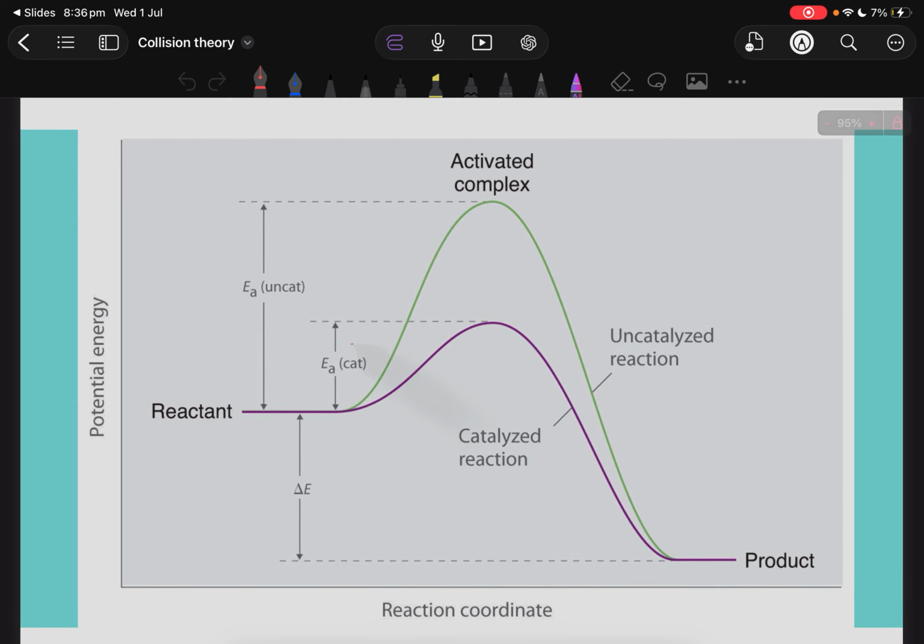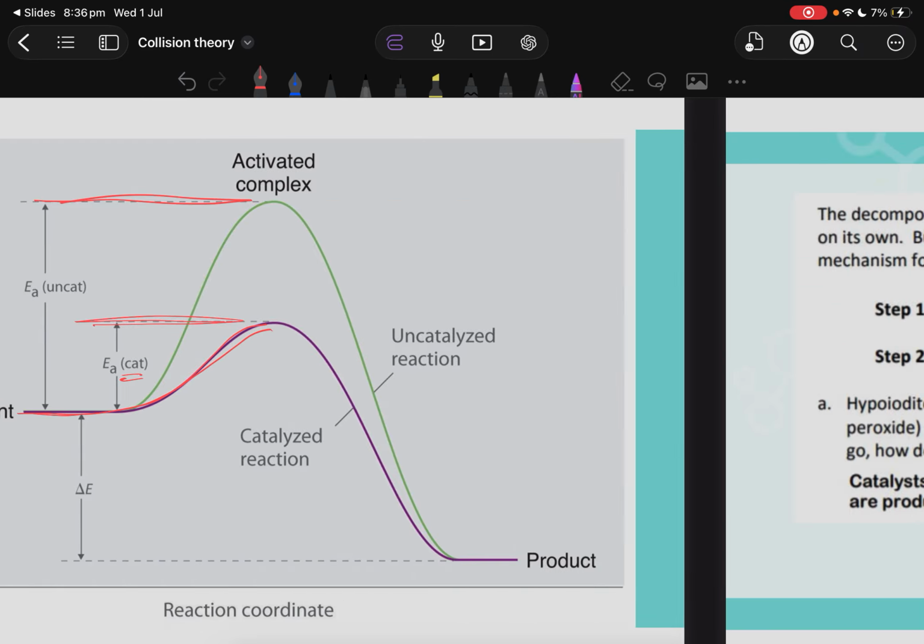So our catalyzed reaction is going to have a lower standard than our uncatalyzed reaction. Therefore, we can reach that bar even easier. We can overcome that bar faster, and therefore we increase the rate of our reaction. All right.